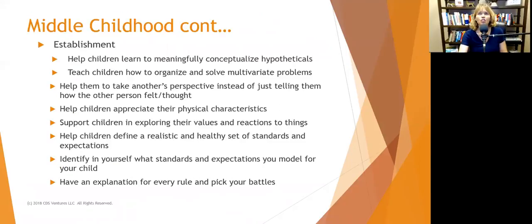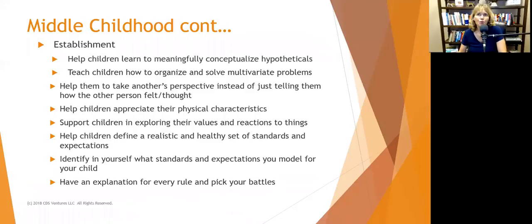Help children learn to meaningfully conceptualize hypotheticals and learn how to organize and solve multivariate problems. This is when they're getting into math, and you've got 3 friends that are coming over on Friday and all that kind of stuff. So there's multivariate social problems, there's multivariate math problems. Help them take other people's perspectives instead of just telling them how the other person felt or thought. Obviously, this is more towards the 7-year-old stage.